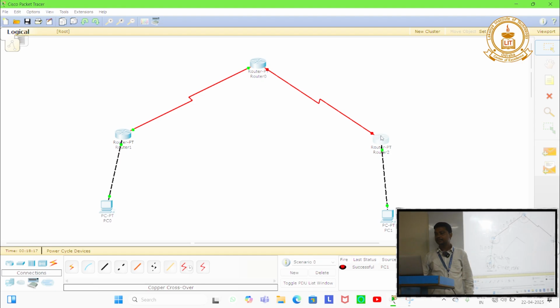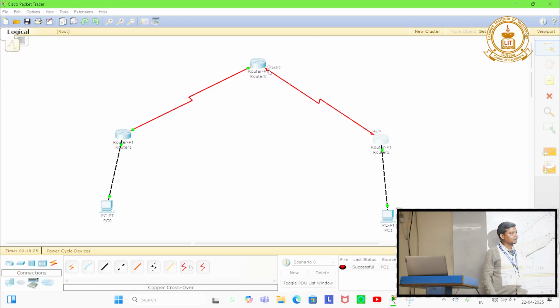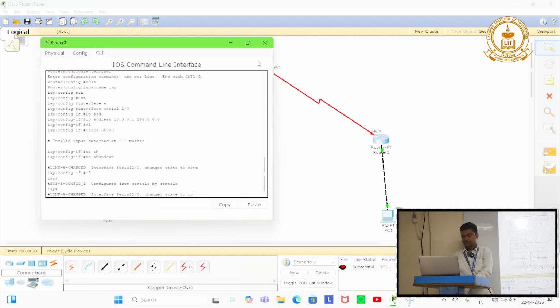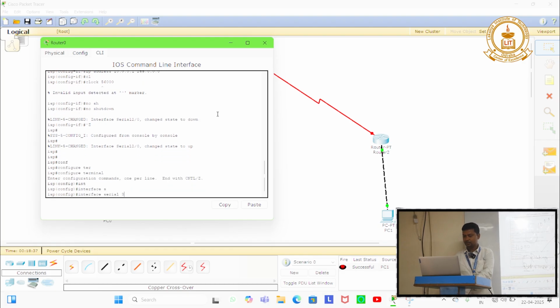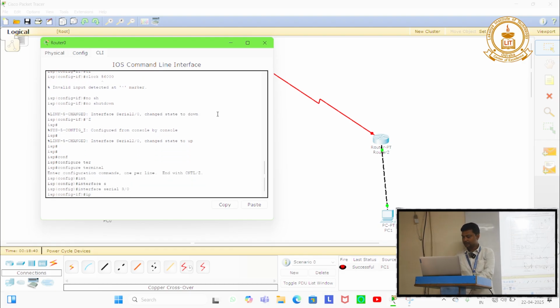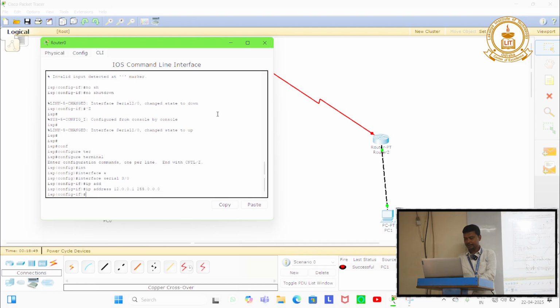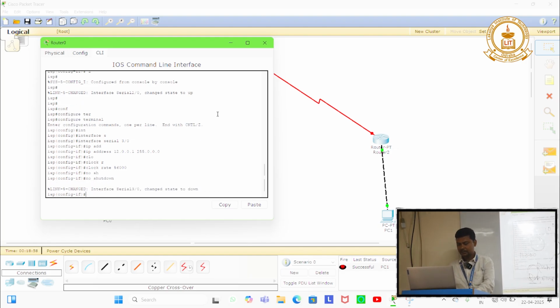So the left side is ready, the right side is ready. Next is this port. This port is serial 3/0 and this is your 12.0.0.0 network. Configure terminal, interface serial 3/0, ip address 12.0.0.1, subnet mask 255.0.0.0, clock rate 56000, then no shutdown, Control Z, write memory.